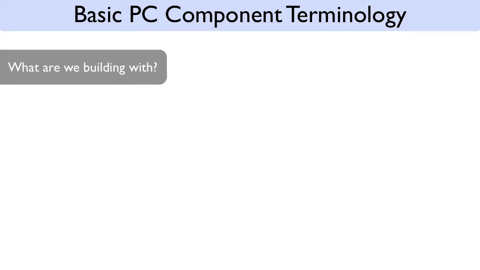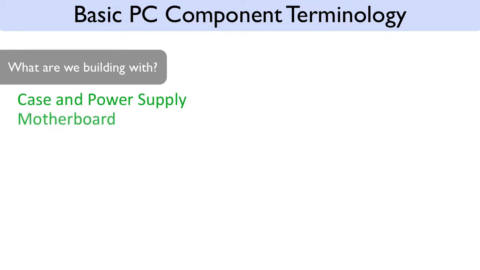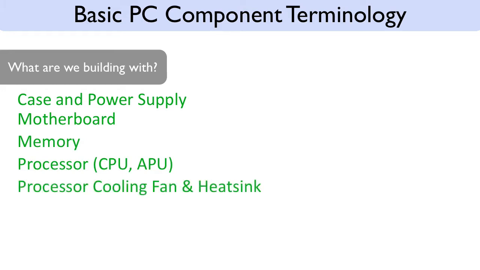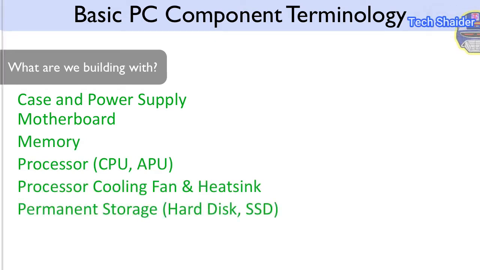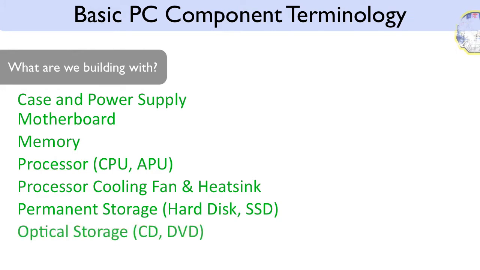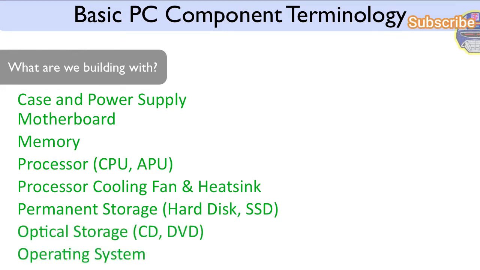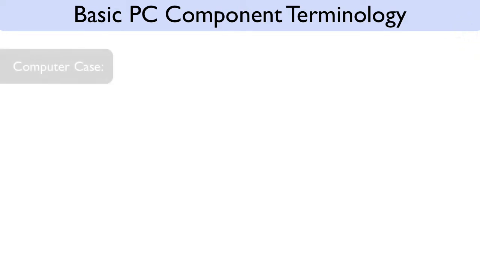Our first system is going to comprise of the following: a computer case, a motherboard, some memory, a computer processor, a processor cooling fan and heatsink, a permanent storage device, an optical device, and of course an operating system. So let's start with a computer case.